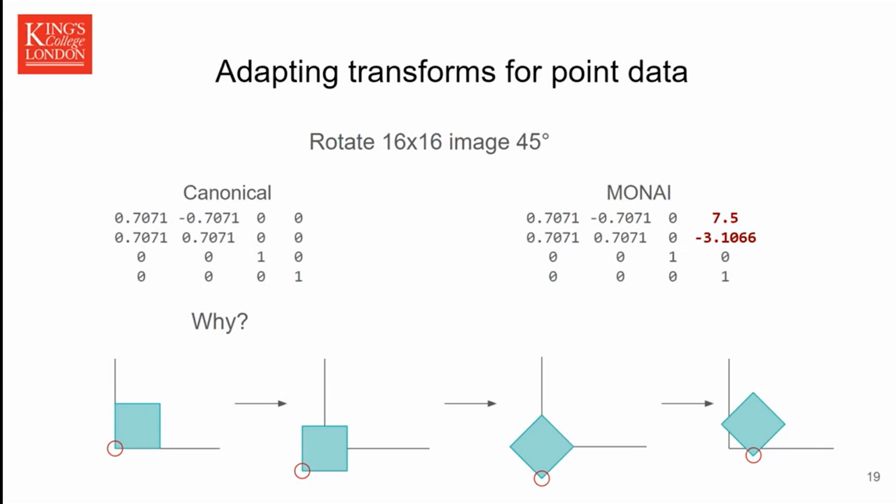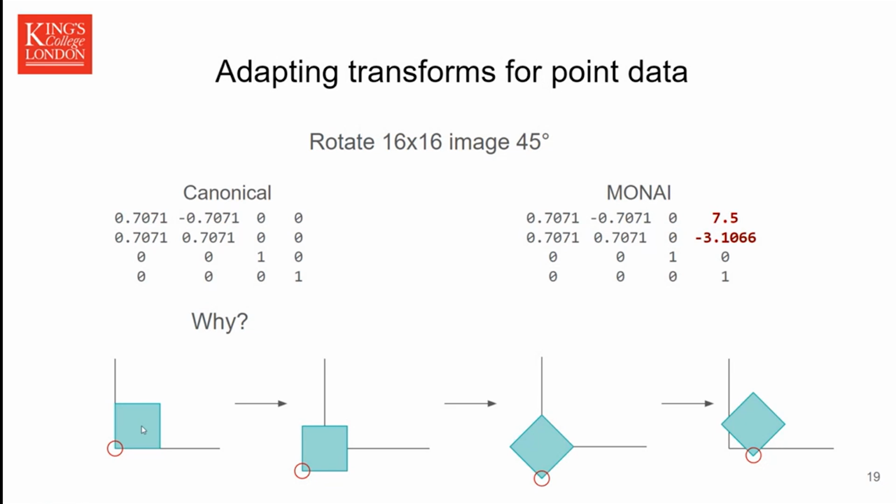Now, if you were to do this in your typical geometry library, you're going to get this homogeneous transform matrix on the left here. However, when you look at a tensor that has been rotated by 45 degrees and it's a 16 by 16 image, you get this homogeneous matrix on the right, which has these values here, which actually represent a translation. It's not a bug, it's intended, and it's because of the way that image-centric transformation works.